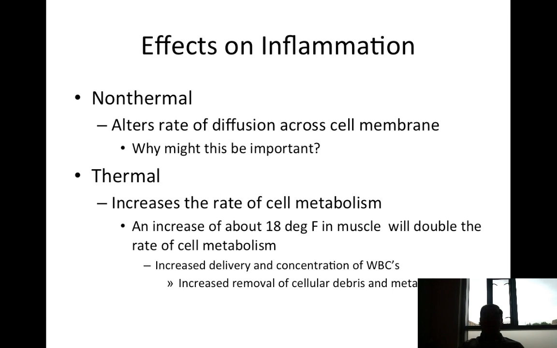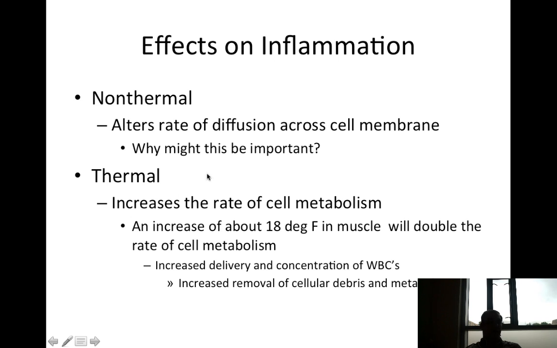Effects on inflammation, so non-thermal. It alters the rate of diffusion across the cell membrane. Why might this be important? Does that maybe have something to do with swelling? Pain? Probably not pain. So in your head right now, what do you think are some reasons that non-thermal diathermy has effects on inflammation? Maybe I'll put that as a discussion board or a quiz question.